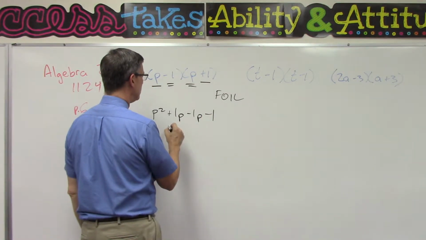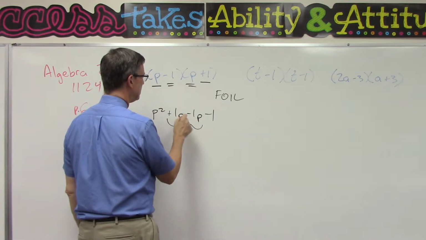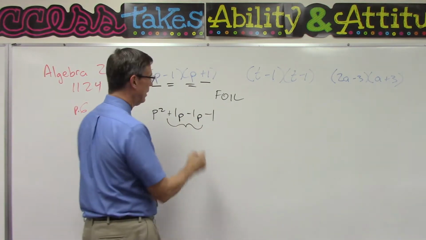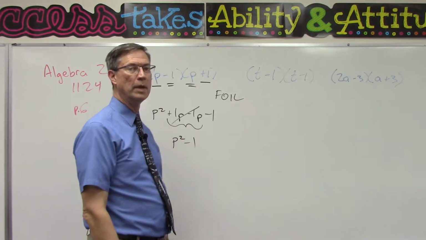Okay? Notice what happens here. Negative 1P, positive 1P are going to cancel each other out. Boom! And we get P squared minus 1. Okay?